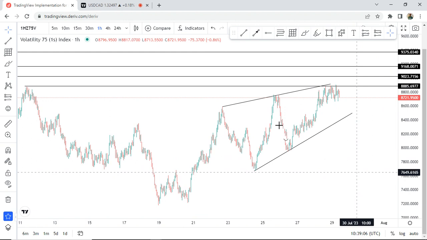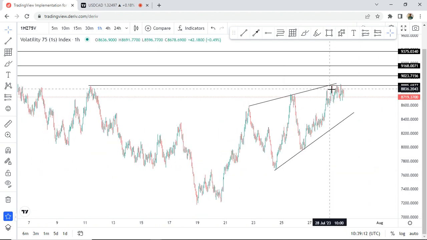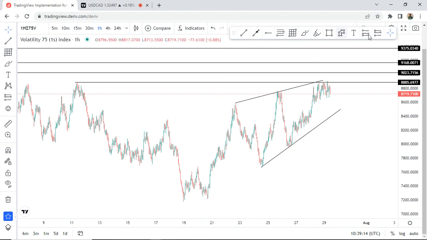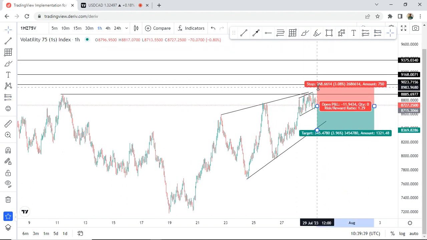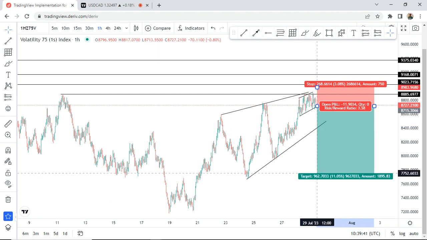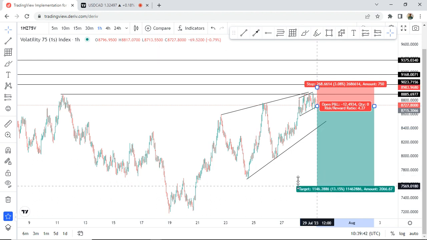Look at the way the market is weakening in this area, guys. A sell position is gonna be okay to take here, or I can take my sell position after we break out of this reversal pattern. Yeah, I can place my sell position after we break out of this pattern here. Stop loss is gonna be above. Then my first target here.